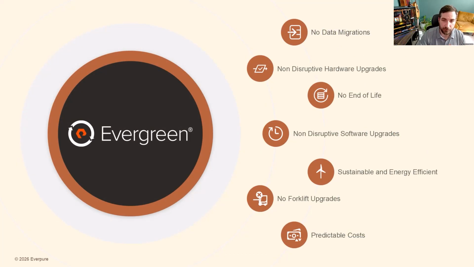All this is backed by Evergreen. Just to reemphasize, this is both a business methodology as well as an architecture philosophy. The idea is all-inclusive licensing, non-disruptive upgrades, no end of life, sustainable and efficient, and no forklift upgrades.